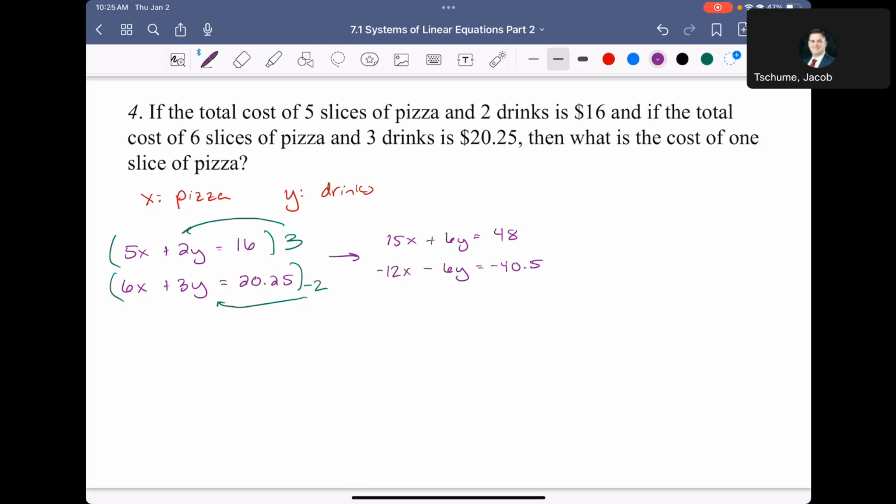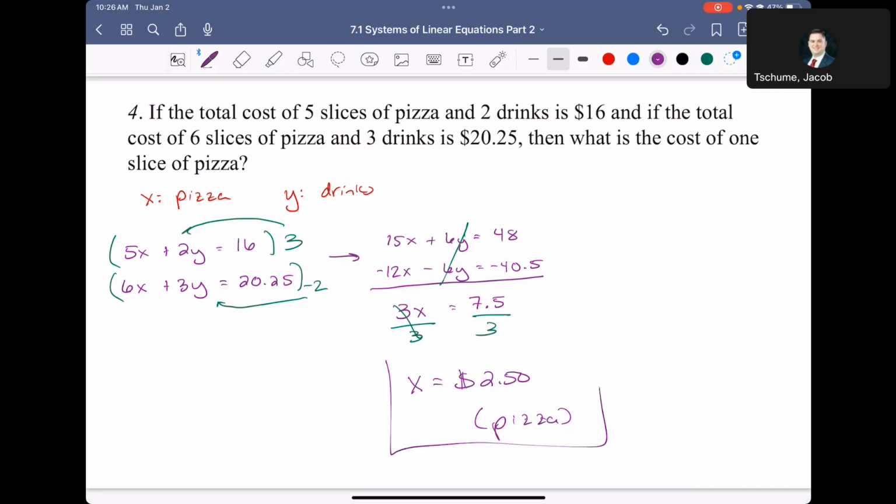So now I can add these together. My y's are opposite like I wanted, so they cancel. And so 15x minus 12x is going to be 3x. And then 48 minus 40.5 is going to be 7.5. And now all I've got to do is divide both sides by 3. And if I do 7.5 divided by 3, you end up getting $2.50, which remember, X is pizza, which is exactly what this problem was asking me to solve for.